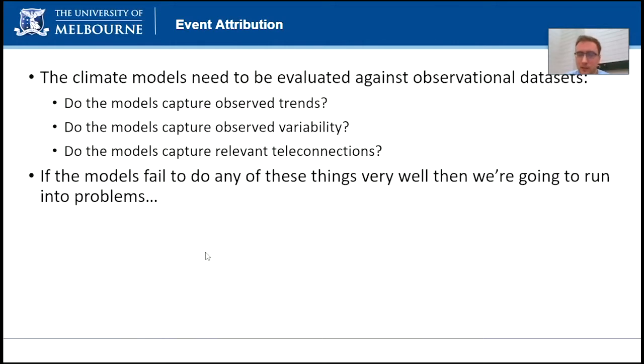I don't know if you caught the bit I was explaining about teleconnections. So we would want models to capture teleconnections. I used the example of the Murray-Darling Basin rainfall, which we know in the real world is strongly linked to the El Niño Southern Oscillation. If our models don't capture that very well, then we would run into problems. And the point I'm making here is that if the models fail to do even one of those things very well, then we're going to have an attribution result that we wouldn't necessarily trust.